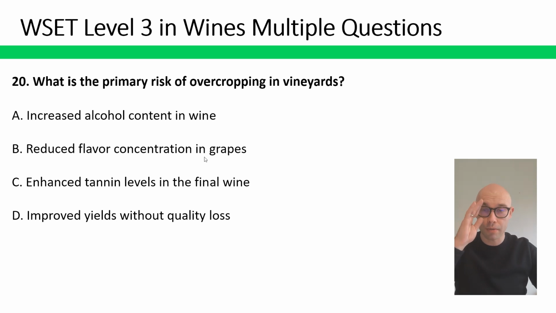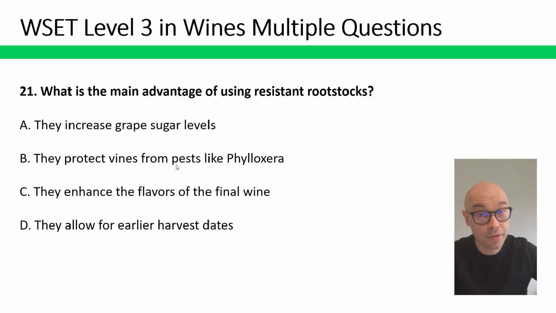So this is what we're talking about. If you have too much competition, if you have too many grapes and not enough resources like sunlight, like water, then you're going to produce grapes with reduced flavor concentration. That's why it's difficult to get quantity and quality.